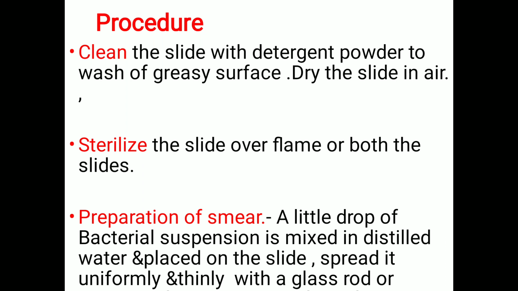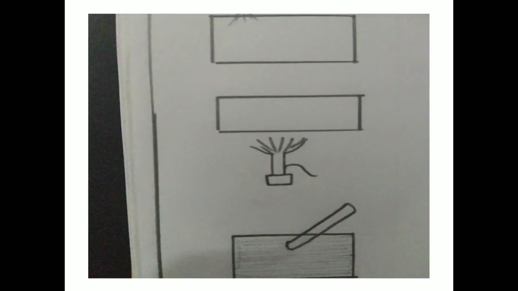Next, the procedure for the simple staining of bacteria. First is cleaning of the slide. First of all, we clean the slide with detergent powder to remove the greasy or oily surface or dirt from the slide. After washing, dry the slide in air. So in the first step we wash the slides and then dry them.